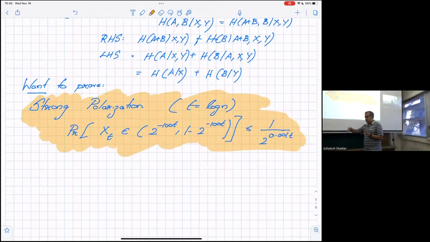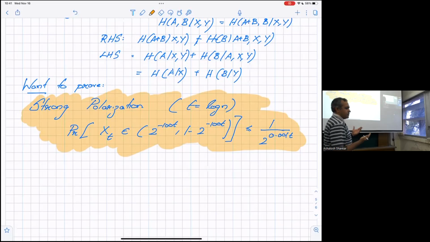So what's the thing going on? You have a sequence, it's a martingale, starting off with some value and progressing in time. And you want to say that it eventually goes to the two ends. It's always between 0 and 1, the conditional entropy of a bit. And you want to say it either goes to 0 or 1.